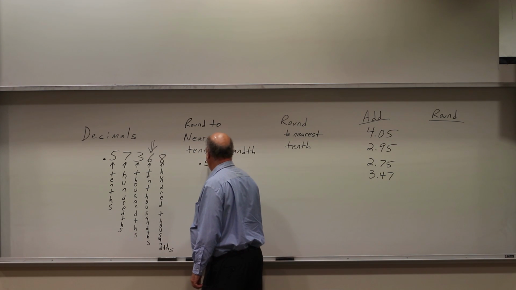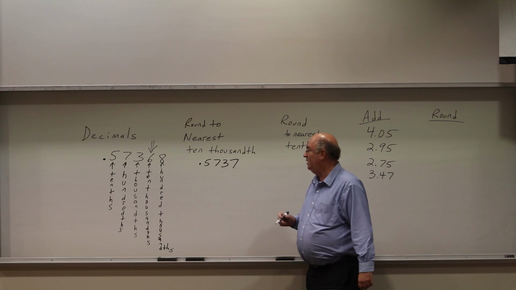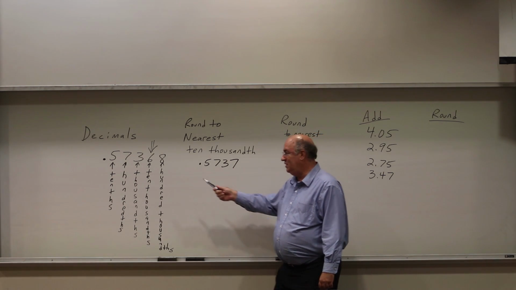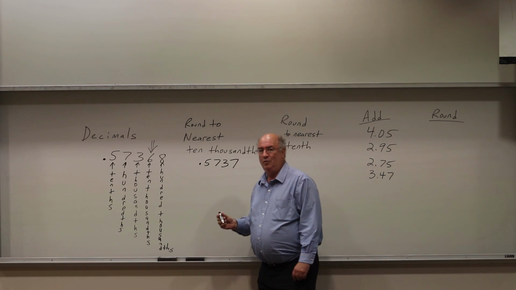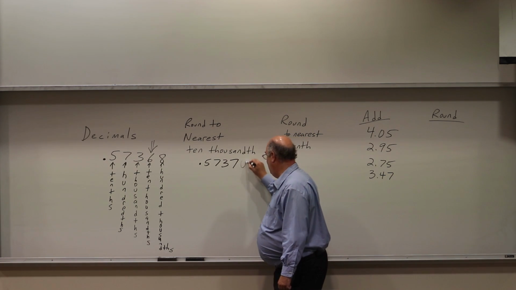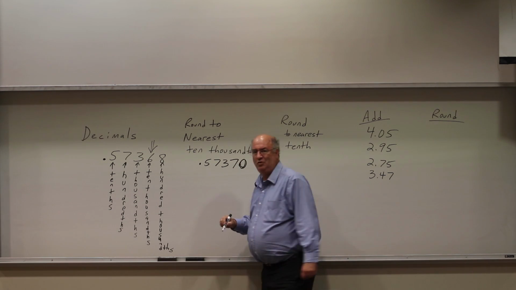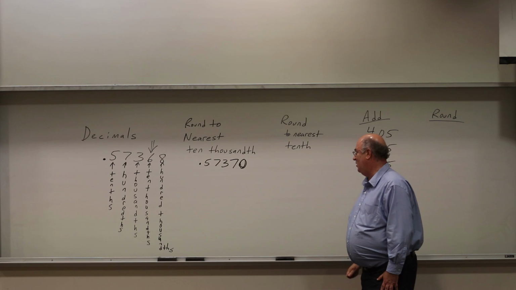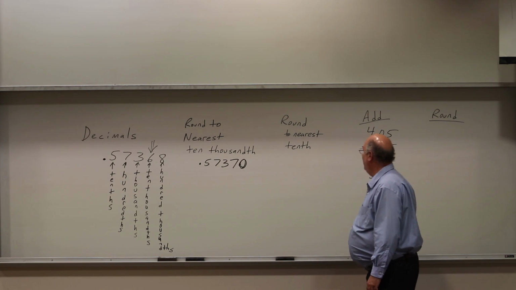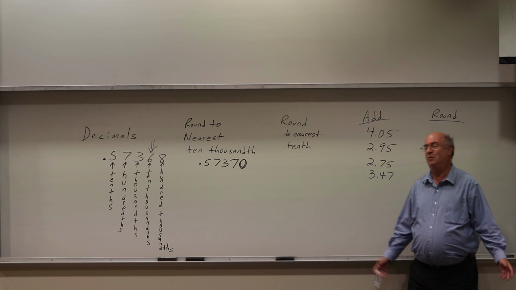So our new number, the 0.573, stays the same. This gets increased by 1. If you want to be exact, we can put a 0 after it. We don't really need to, but sometimes they ask for all the digits. So we can call it a 0. That's fine. Okay. Another question, we'll round it to the nearest tenth.